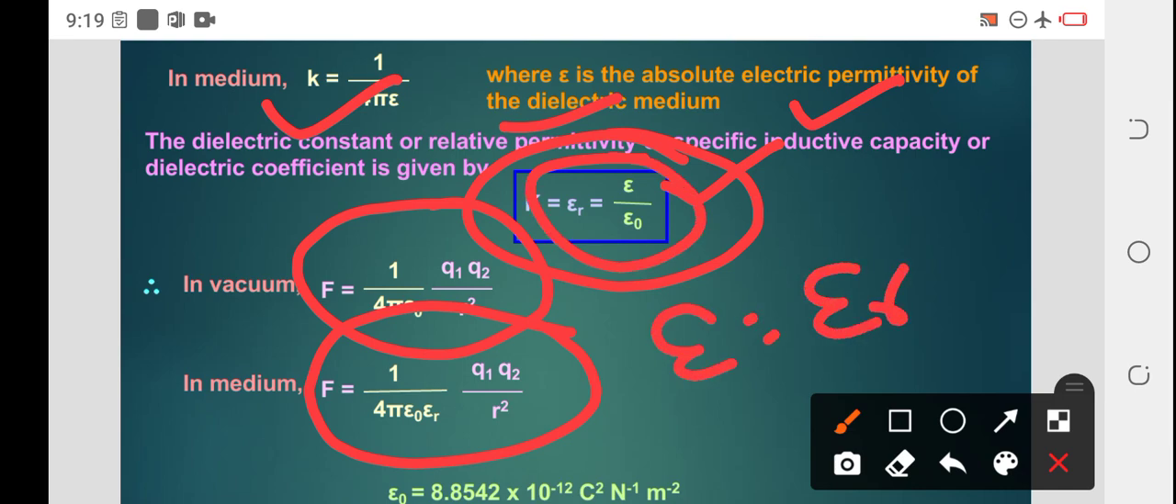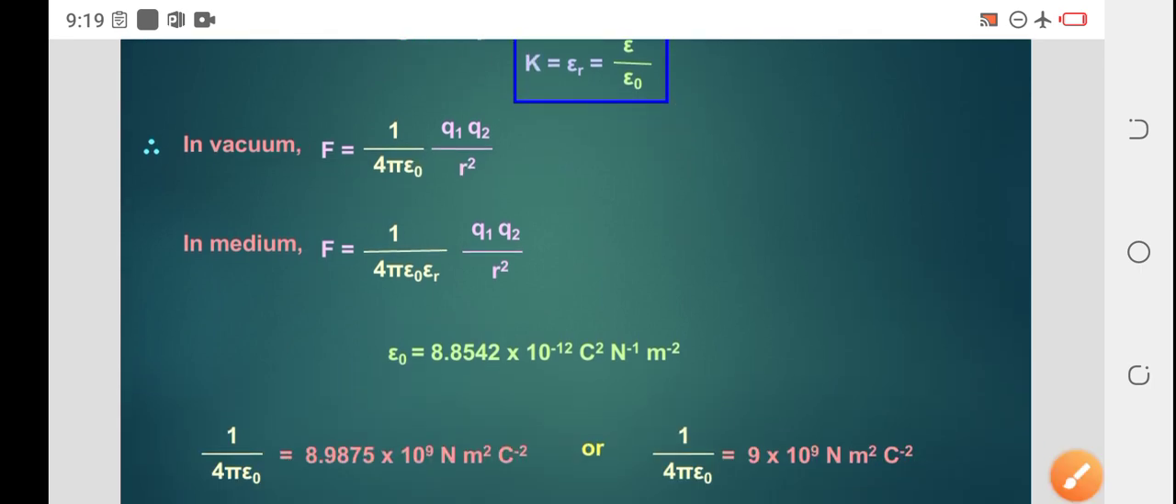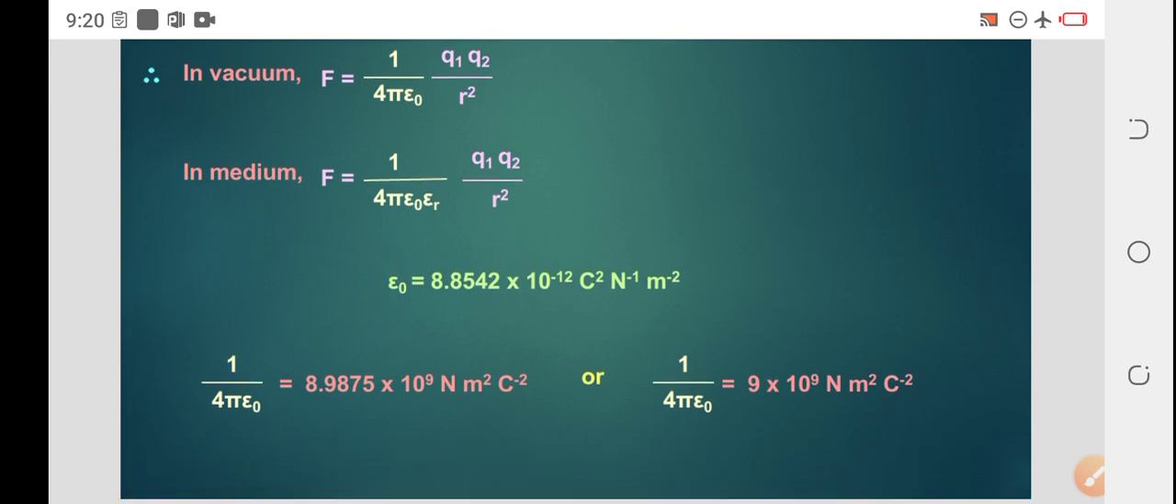Epsilon r epsilon naught. You can submit here. F equal to 1 by 4 pi epsilon naught epsilon r into q1 q2 by r square, where epsilon naught is 8.85 into 10 to the power of minus 12 Coulomb square per Newton meter square. So this is about the epsilon naught value.